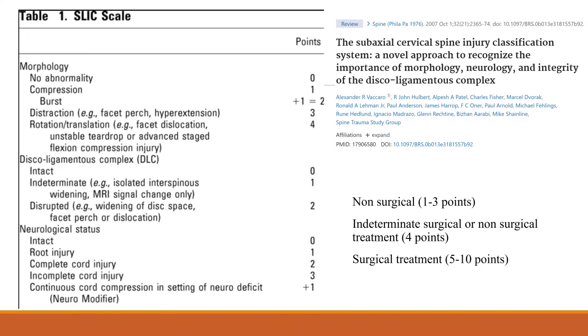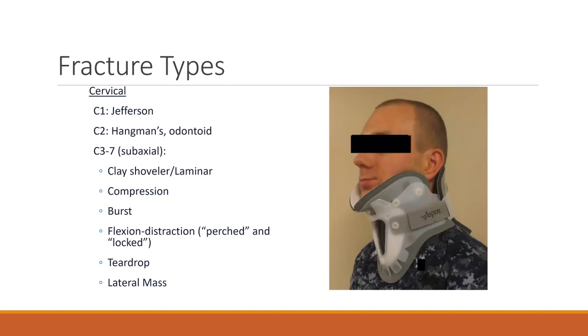Now, the Subaxial Cervical Spine Injury Classification, or SLIC, is a powerful tool. It incorporates fracture morphology, the integrity of the discoligamentous complex, and of course the patient's neurologic status to assist providers in clinical decision-making. The point system very closely mirrors the previously discussed TLICS score, with a score of less than 3 being non-surgical, 4 indeterminate, and greater than 5 indicating a role for surgical intervention. Now, there are a number of fracture subtypes that are well described within the cervical spine. Today, we'll of course focus on those between C3 and T1.